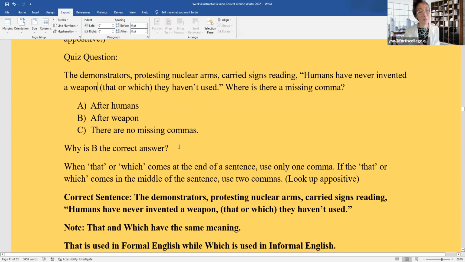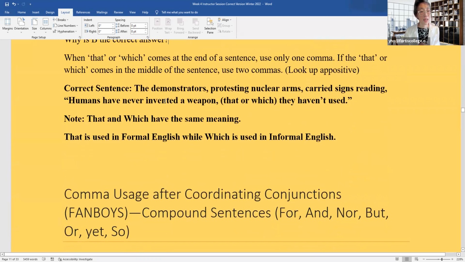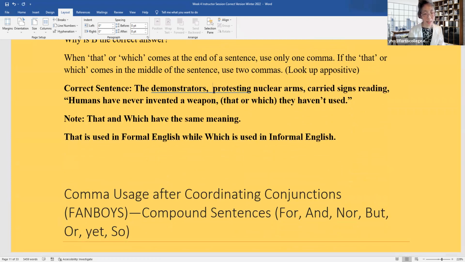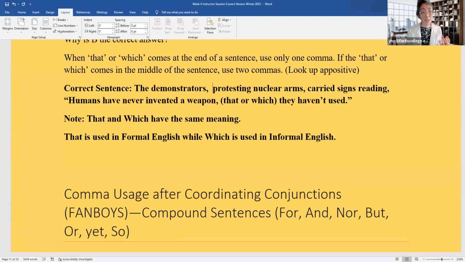comma. So let me repeat: when the dependent clause comes at the end of the sentence, you use only 1 comma. So here you have the correct sentence, the demonstrators protesting nuclear arms. Here you have 2 commas, okay, because this is a reduced adjective clause. Who are, remember I said that who and are, okay, who are protesting nuclear arms. And it is correct English to actually get rid of who are and just say the demonstrators protesting nuclear arms.